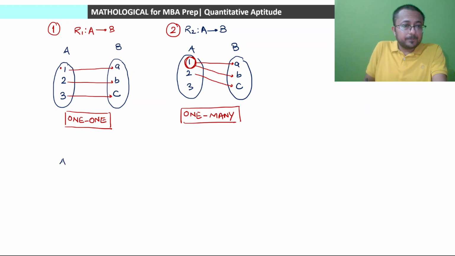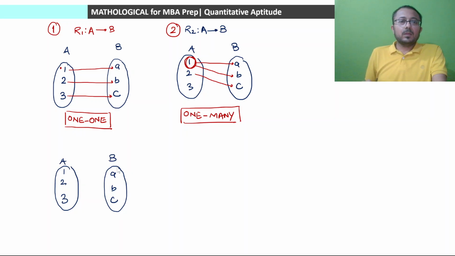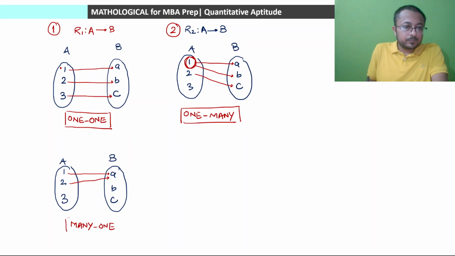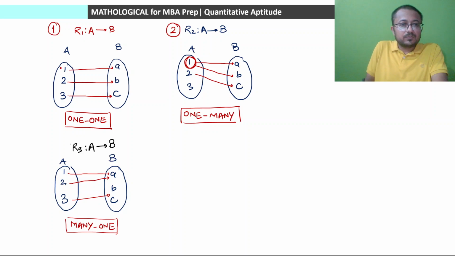Third scenario could be, let us say 1 is related with A and 2 is also related with A. That is, many elements in our set A are related with the same element in set B, then this is known as a many-one relationship. Let us say that this is relation R3 from set A to set B.